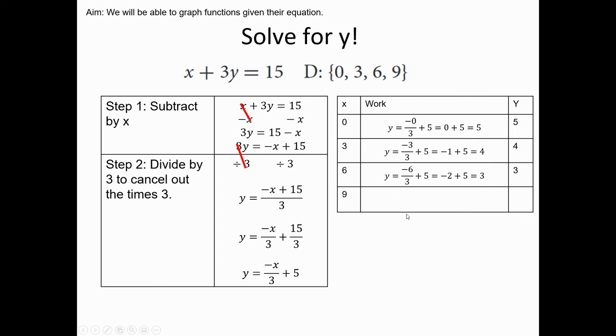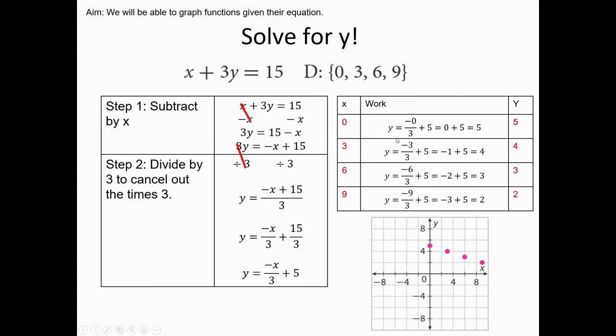And then finally, we put in 9. It becomes a negative 9. Divided by 3 is negative 3. We add 5, and that's 2. So our final point is 2. And now that we've done this, we have all the matching x values and y values, and we can graph them like this. Notice once again, it's just a bunch of dots because they gave us a specific domain. We're not connecting them because they gave us the domain.